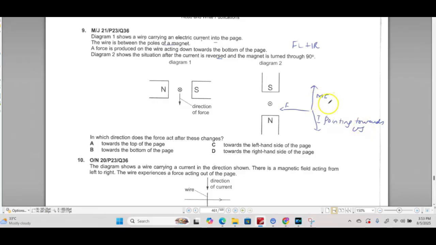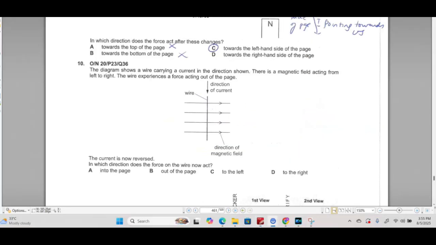This is the current that's pointing towards us. And this magnetic field is pointing in the upward direction. So our thumb points towards the left side, and it shows the direction of the force. So towards the top of the page is not correct, towards the bottom of the page is also not correct, towards the left hand side of the page, yes, this is correct. Okay, use your Fleming's left hand rule in the way I've just told you, and you are going to get to this answer.